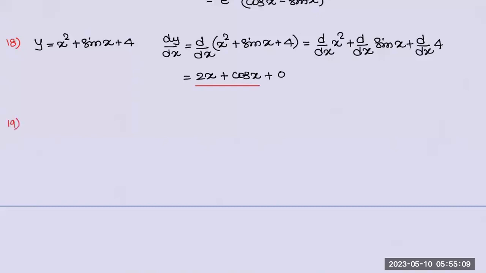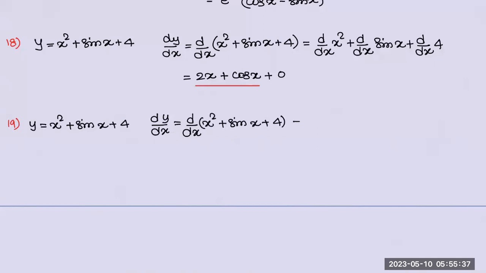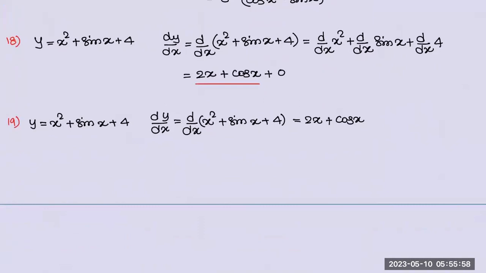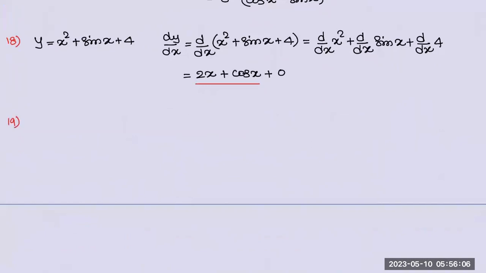Okay. 19. y is equal to x square plus sin x plus 4. dy by dx is equal to d by dx of this function is equal to 2x plus. Sir, the 18th question is wrong. It's the same question as 18. 18 is supposed to be x square plus 2x plus 4. I took it wrong. I took 19 and solved it as 18, right? Yes, sir. Again, I'm taking the same thing. Okay, then I'll copy this.